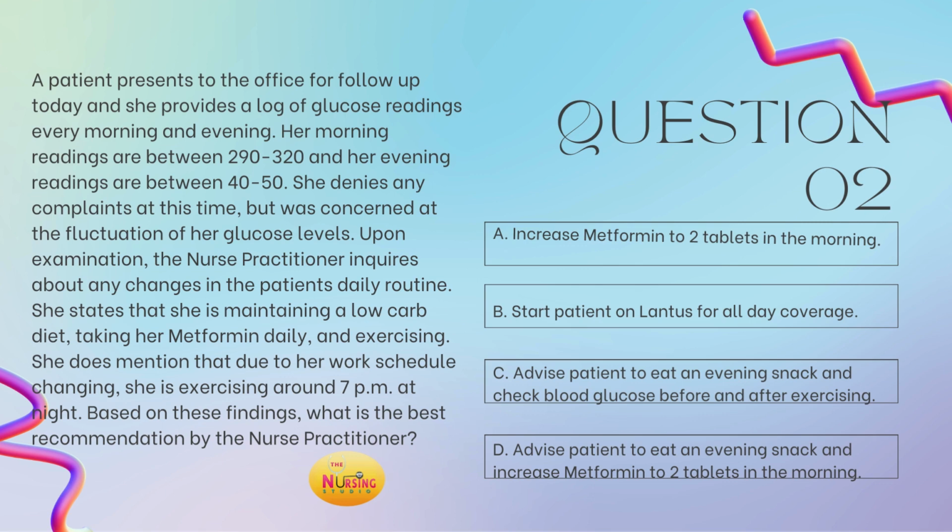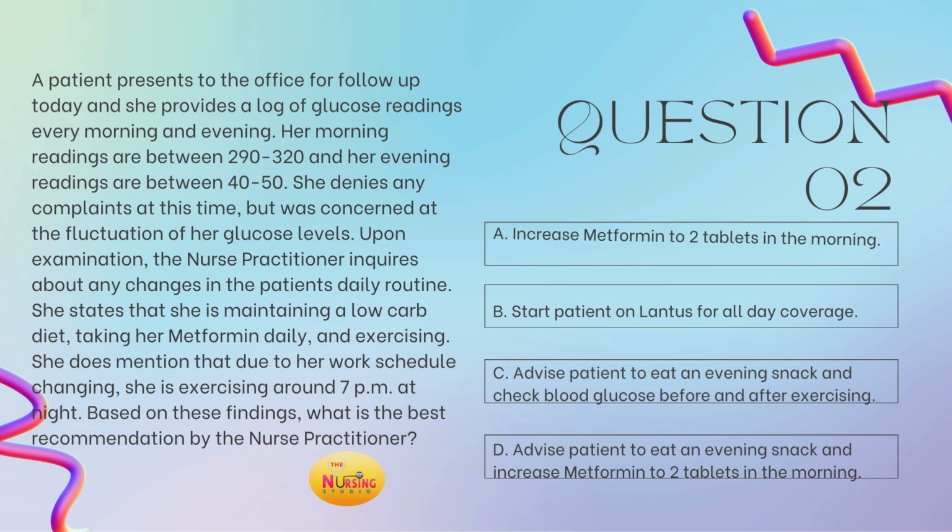Patient hasn't changed anything. She is continuing to have a low carb diet, taking her metformin every day and exercising, so doing all the right things. She does mention that her work schedule changed, so now she's exercising around 7 p.m. at night. So, what are our recommendations?